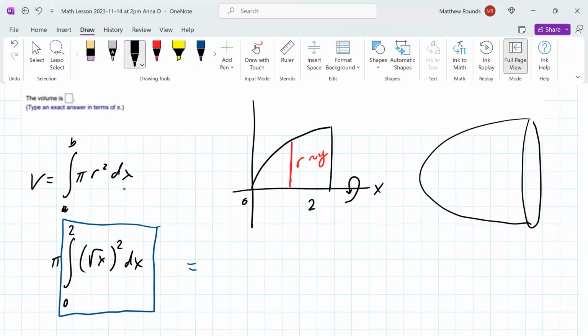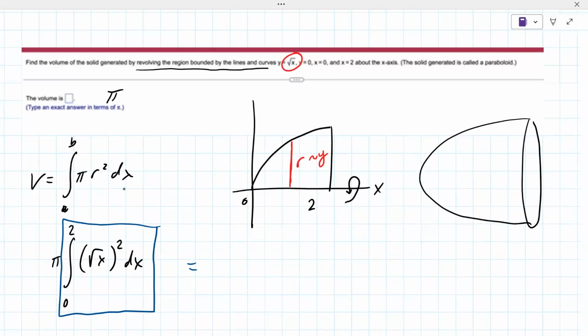So you don't put pi in the calculator. You're going to do that at the end with your answer. That's very important. That'll keep you from having some issues there. You don't have to square the square root. You can let the calculator do that. But this ends up being 2 when you're done. And then you put the pi with it. So 2 pi is your final answer.